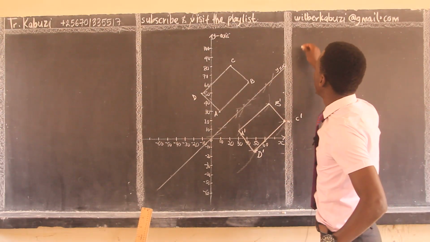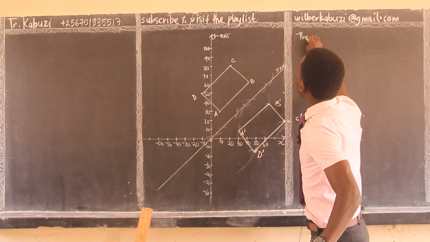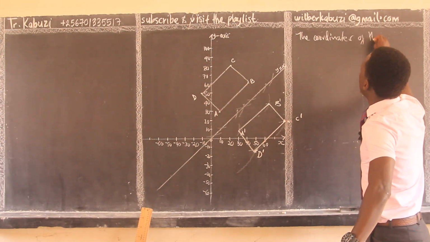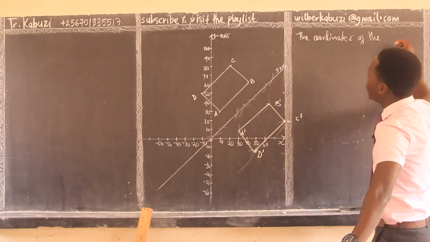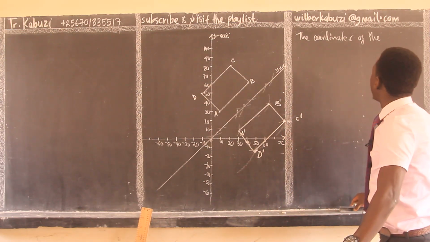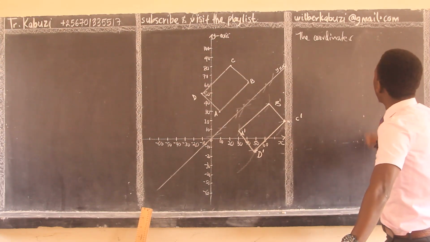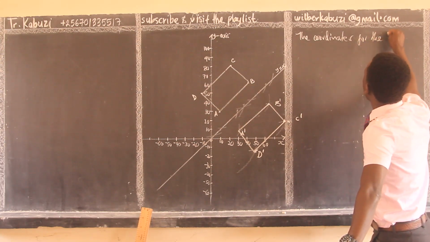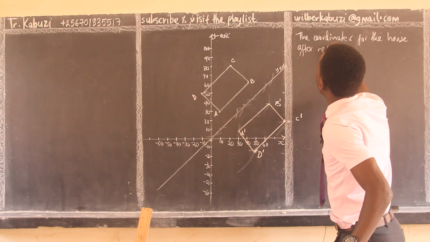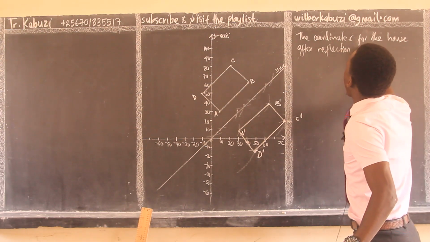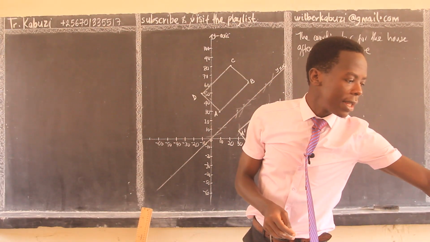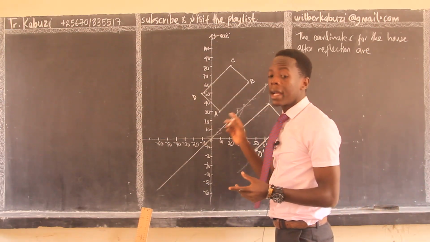So what are our coordinates? I come to A prime. So you say the coordinates of the new house after reflection, because the task told us the coordinates of the house. We said you always have to respond to the task you are given. So there I'm responding because you earn a mark there.